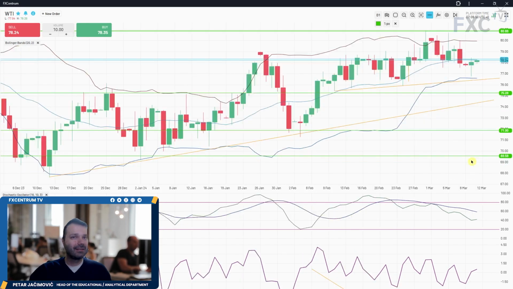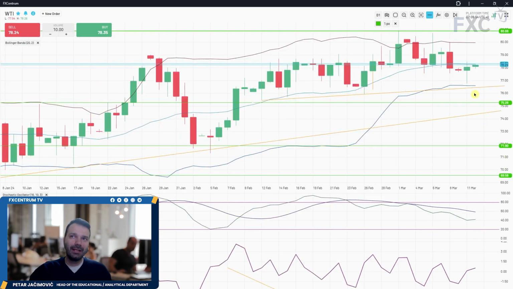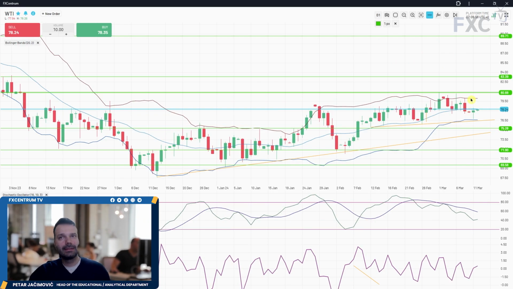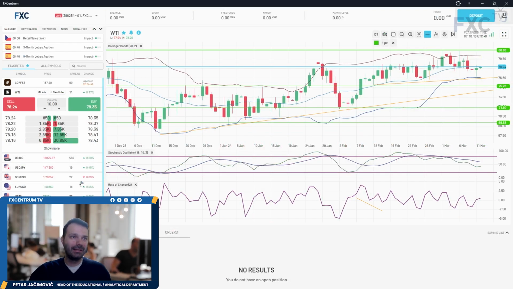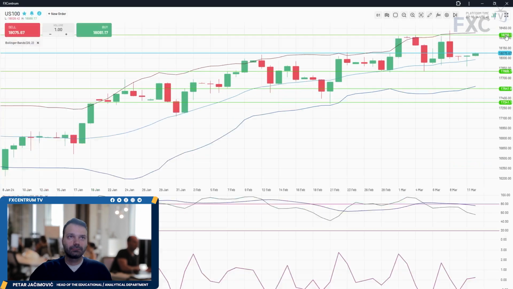But so far, as I said, short mid-term, we're building higher lows. The market reacted to the lower Bollinger Band yesterday, so that's an overall good sign that the buyers are still protecting this level, but we need a market confirmation for the further upside breakout. So consolidation on WTI. Then we have the US 100.